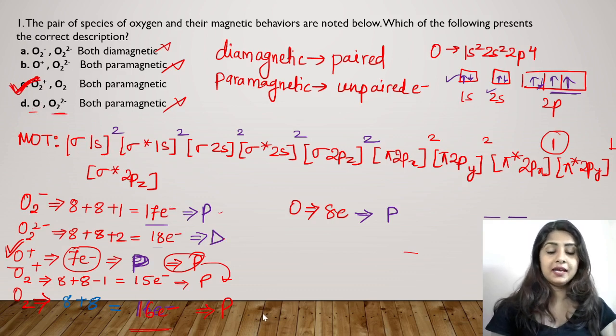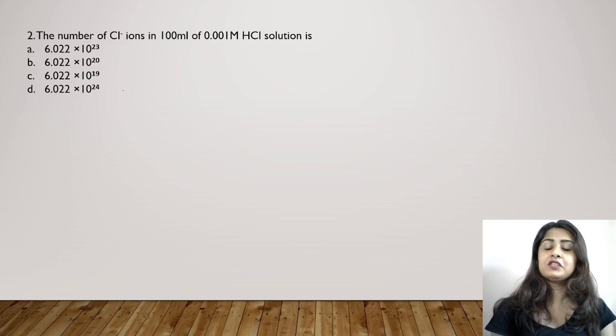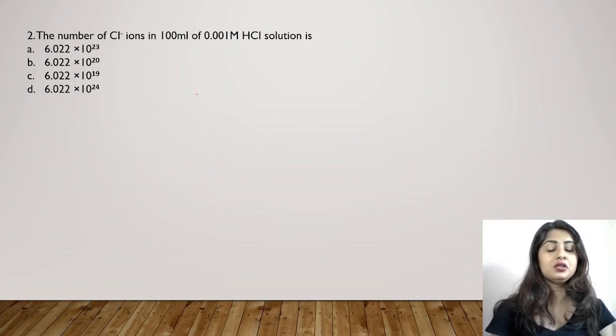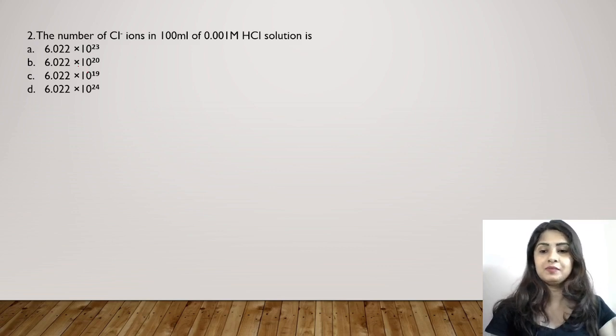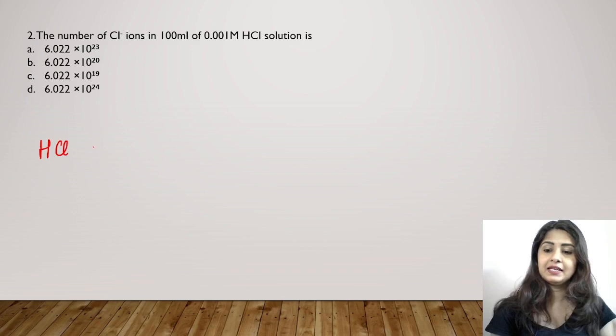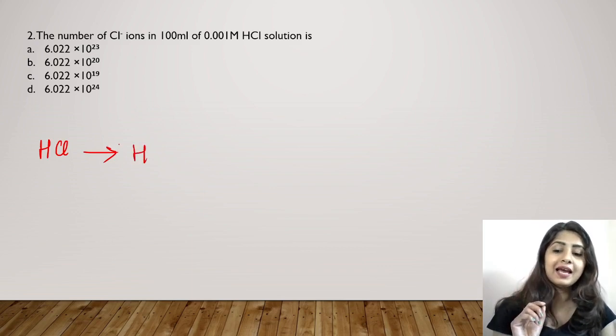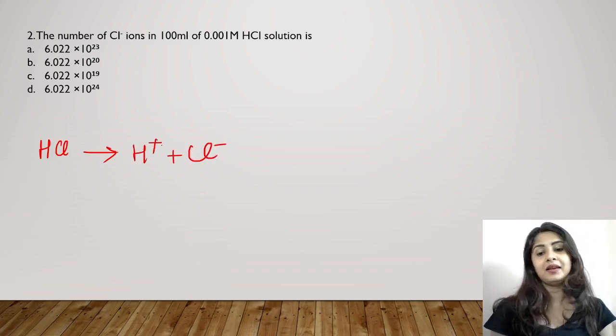Now coming to the second question. The number of Cl minus ions in 100 ml of 0.001 molar HCl solution. This question belongs to the first chapter of class 11, some basic concepts of chemistry. It is concerned with the molarity concept, a concentration unit. We have to find the number of Cl minus ions. We are given an HCl solution, and HCl is a strong electrolyte. In the solution, it will dissociate as H plus and Cl minus ions.